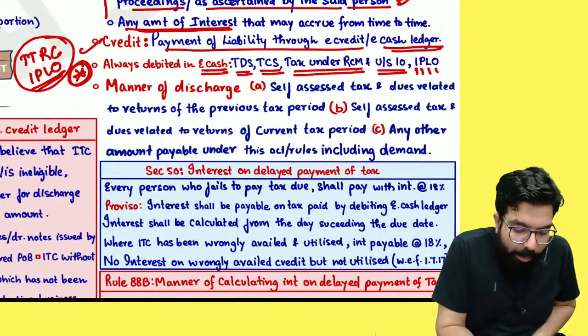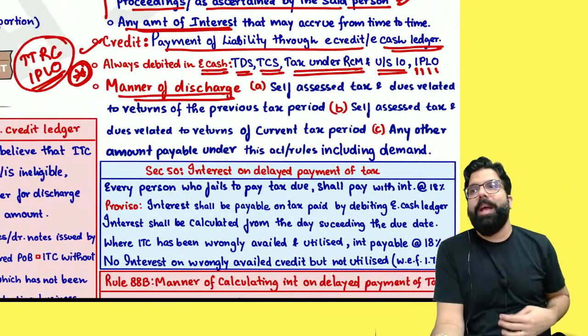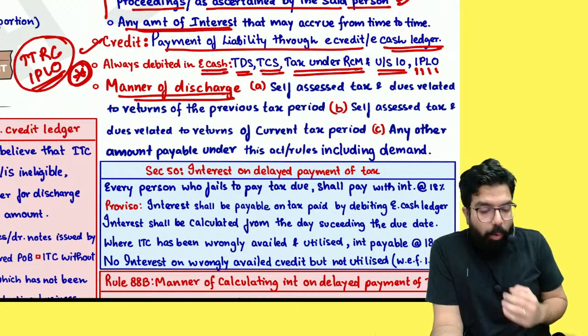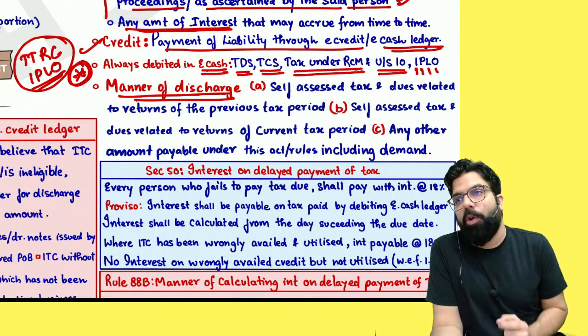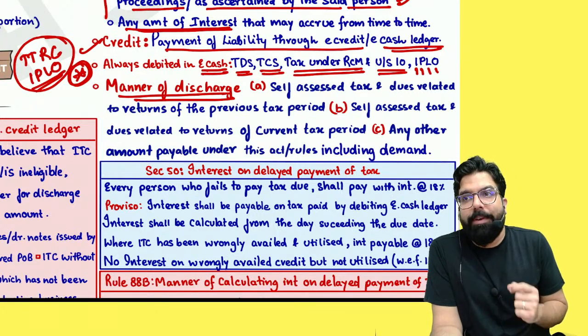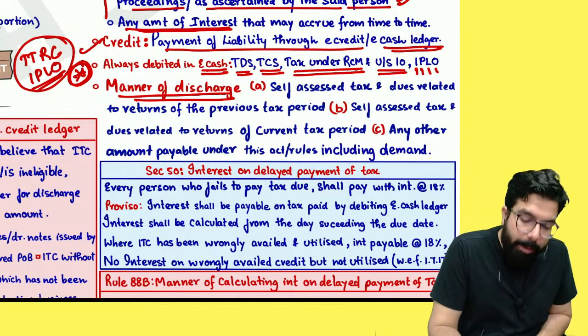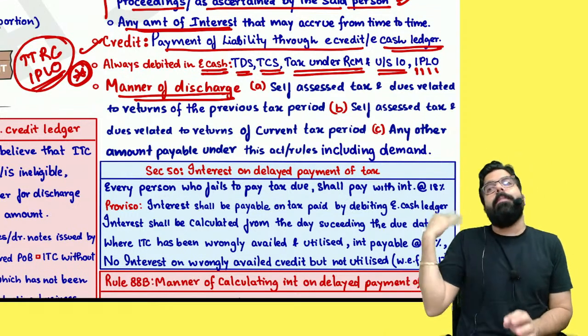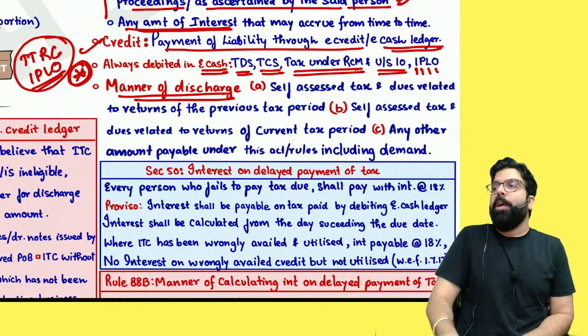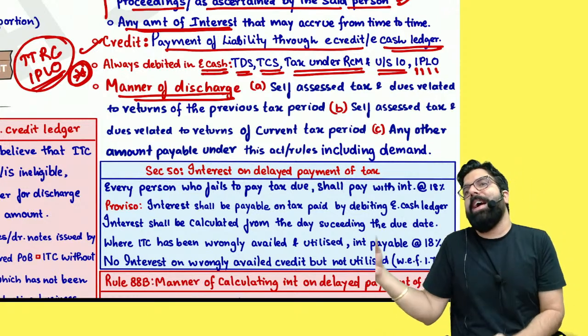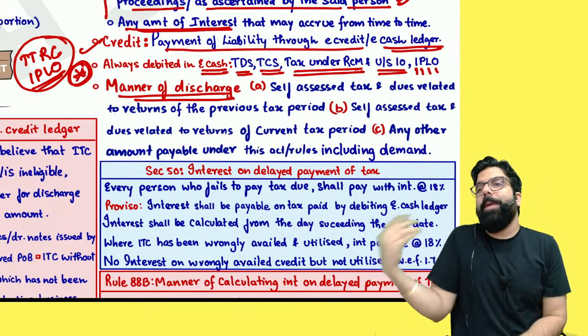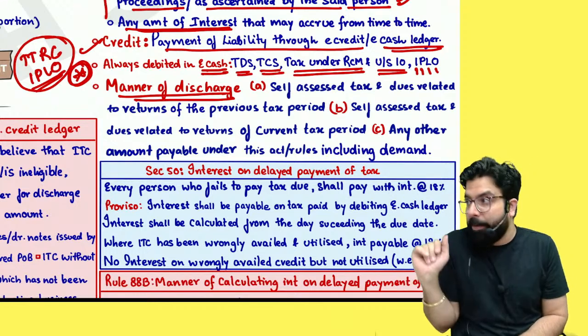Next. Now, whenever you have to make the payment, always remember you have to make the payment of the previous month's dues first. For example, you have a liability of the last month, tax, interest, penalty. Can you pay first this month's liability and then last month's liability?